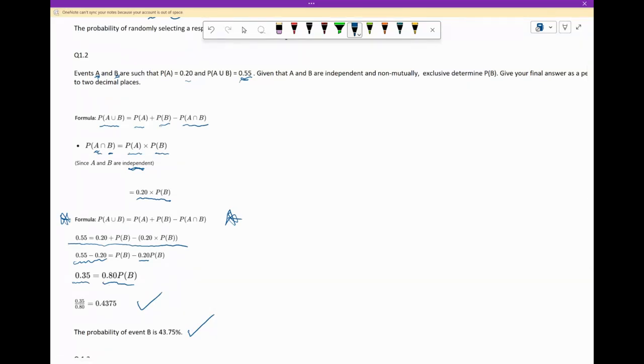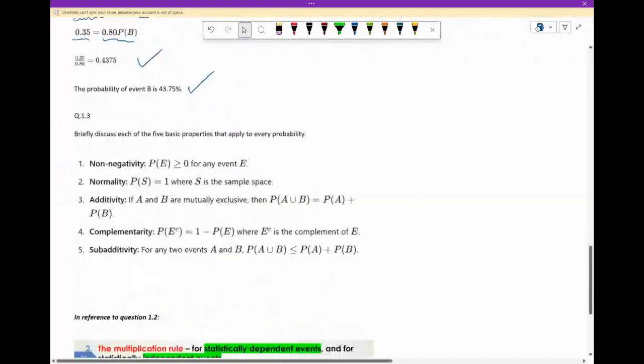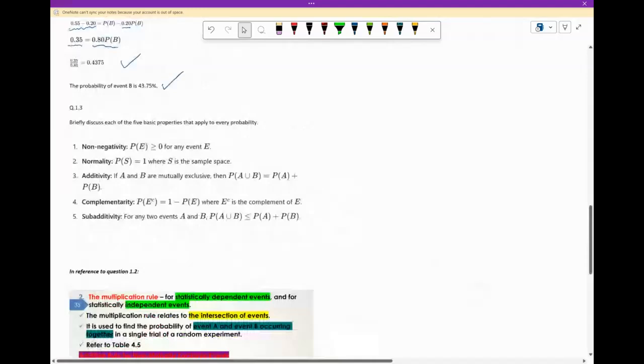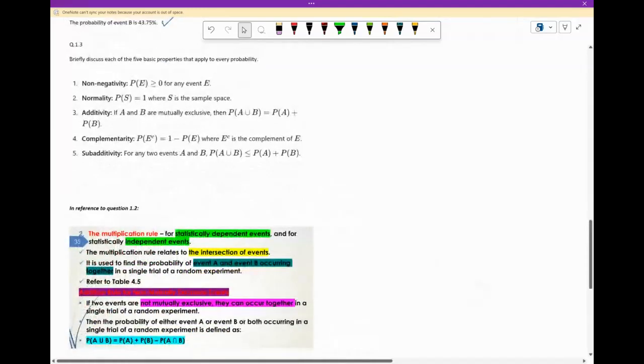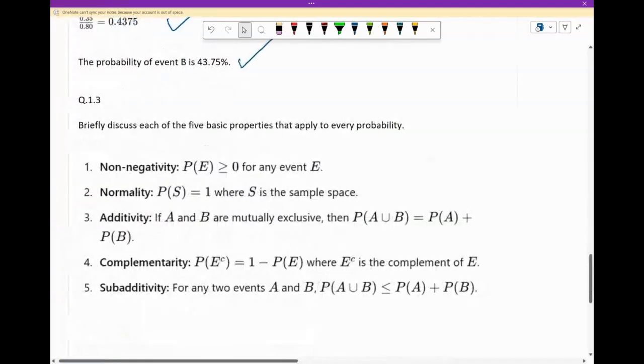Yeah, so when practicing this question, use this 2021 question just to make your life easy. Then we end off on a very nice light note. It's not light. If you actually don't know these things, shame. You'll be looking at 10 marks out of 60 that you don't have. So question 1.3, here they're saying, discuss briefly each of the 5 basic properties that apply to every probability.